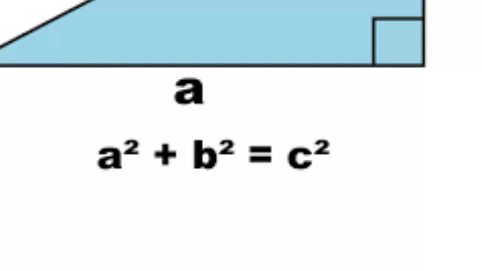So the main equation for the Pythagorean theorem is a squared plus b squared equals c squared. And what that means is that the length of each side is a, b, and c. And the two shorter sides squared and totaled up equal the larger side squared.